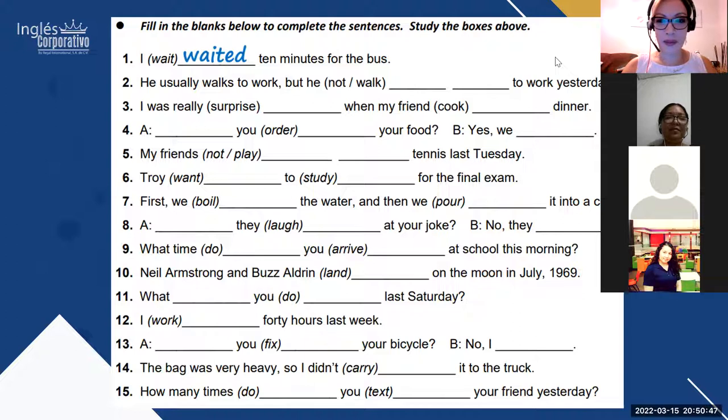Number five, volunteer. My friend didn't play tennis last Thursday. Tuesday. Okay, excellent. Thank you so much. Number six, Troy. Wanted. Excellent. Troy wanted to? Study.